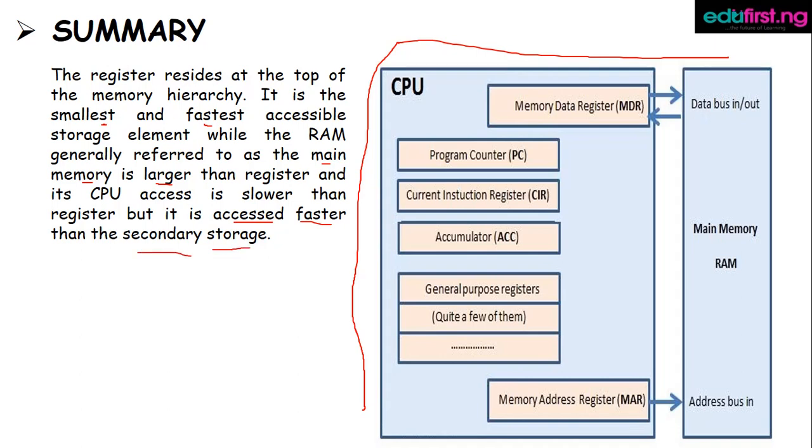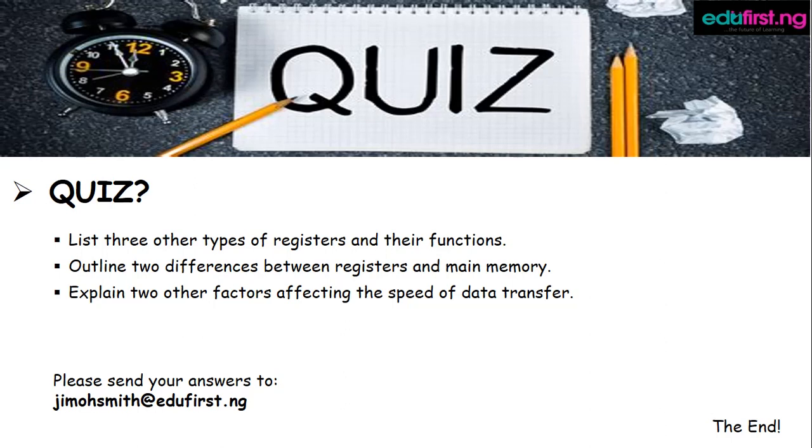So that brings us to the end of today's lesson. We have a quick takeaway quiz for students. List 3 other types of registers and their functions. Outline 2 differences between registers and main memory. Explain 2 other factors affecting the speed of data transfer.